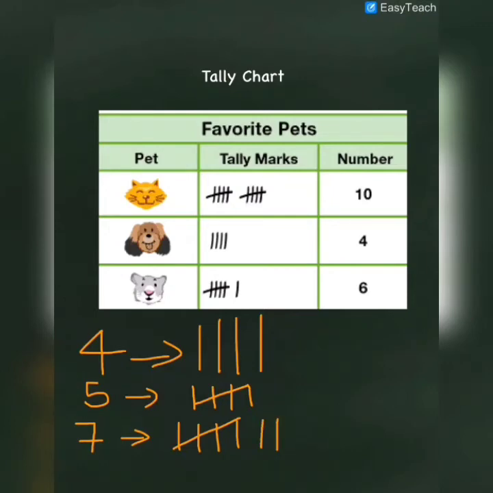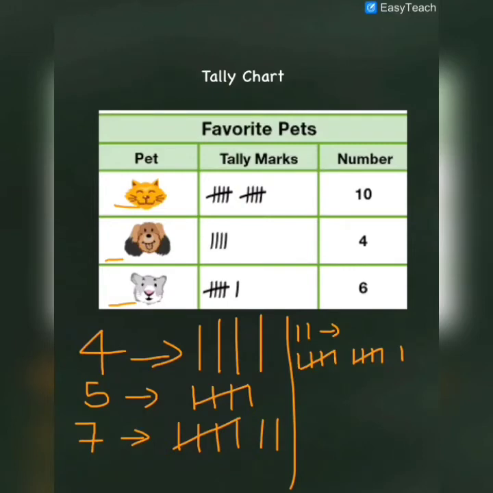Okay. Similarly, if we have to count 11, so what do we do? 1, 2, 3, 4, 5, 6, 7, 8, 9, 10, 11. Whenever you get a fifth number, you draw a slanting line. Let's try to read this tally chart. So this tally chart says that it is counting the number of pets in a shop. So here we can see a cat and a dog and another cat.